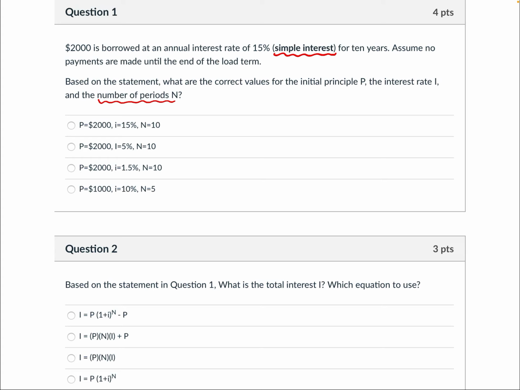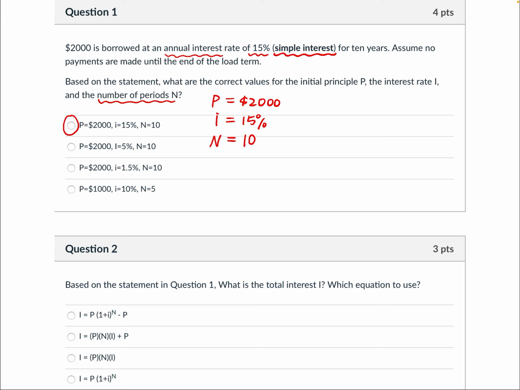Okay, so what is the principal? It is 2,000. Okay, so P is 2,000. And what is the interest rate? It said it's 15% per year, because it's an annual interest rate, right? So which means it's per year. So i is 15%. And the number of interest periods, because it's compounded per year, so number of years is number of interest periods. Okay, so it's 10. So 2,000, 15%, and 10.